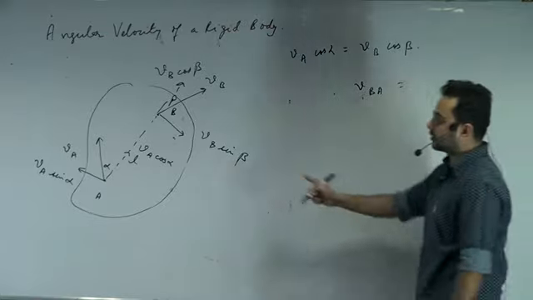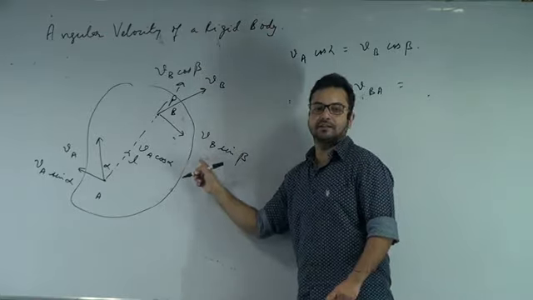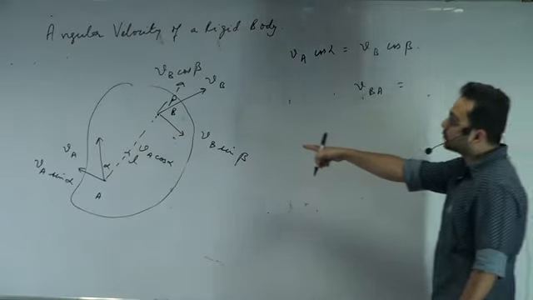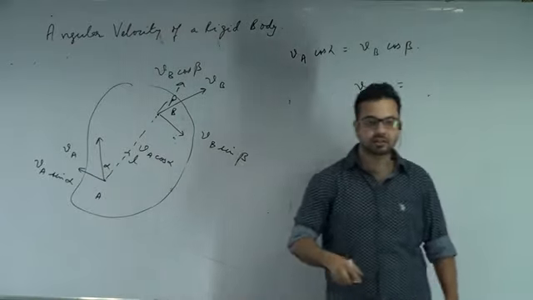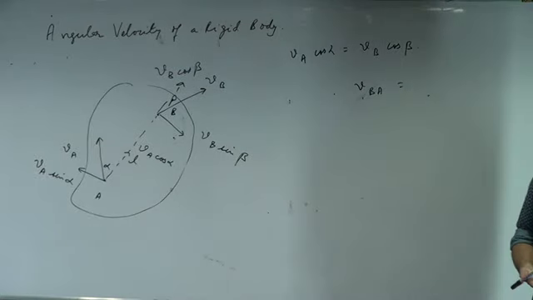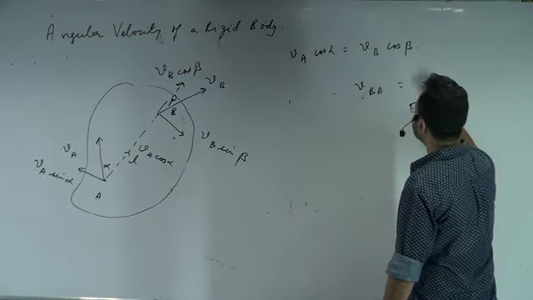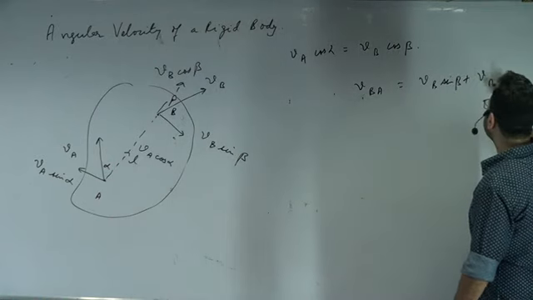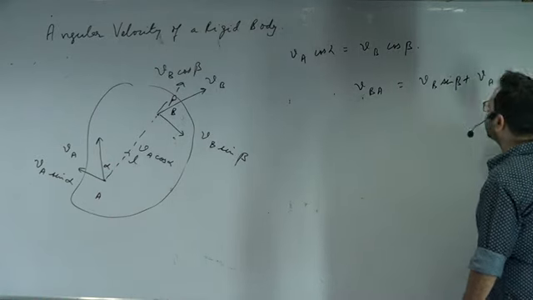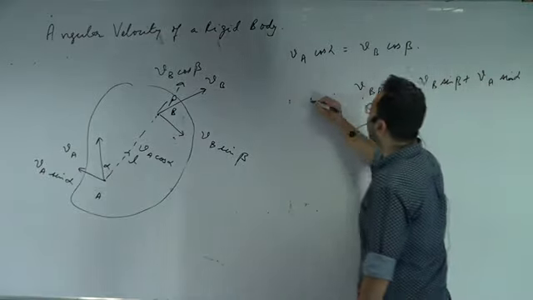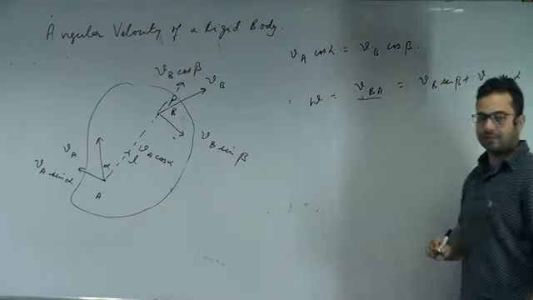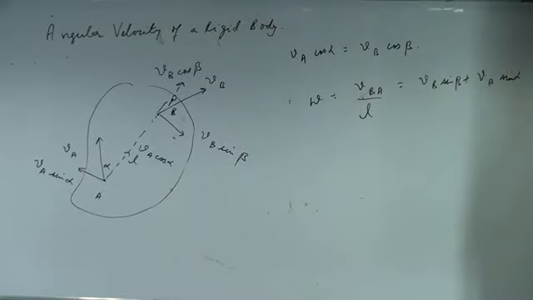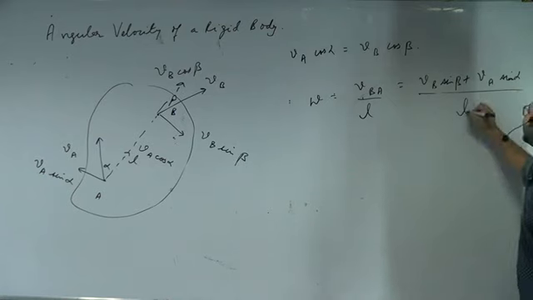Excellent. Yes, take care of the direction also. They are moving in opposite directions, so these velocities are in opposite directions, and we will have to add them. So the relative velocity is VB sin beta plus VA sin alpha. Is that correct? So how will you find the angular velocity? The angular velocity is defined as the velocity divided by the distance between them. So this will be this divided by L.